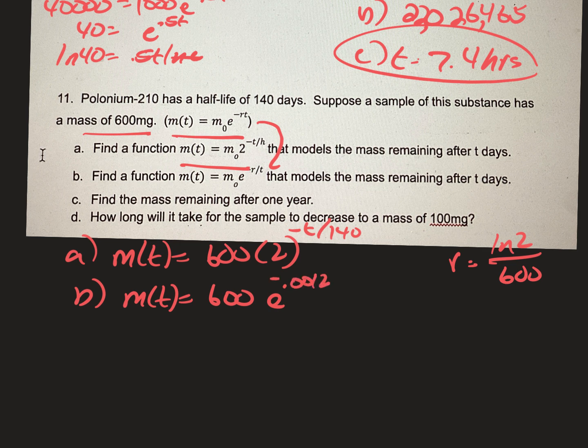Should be negative. And that's times T, not divided by T. That's a typo. Watch that on your test tomorrow. It may be on there too. C, find the mass remaining after 1 year.